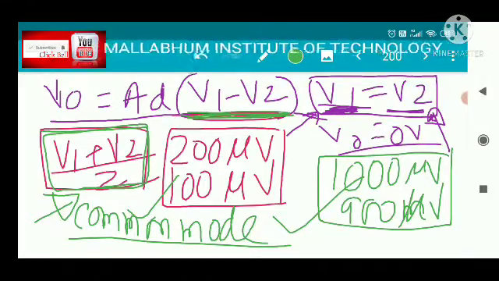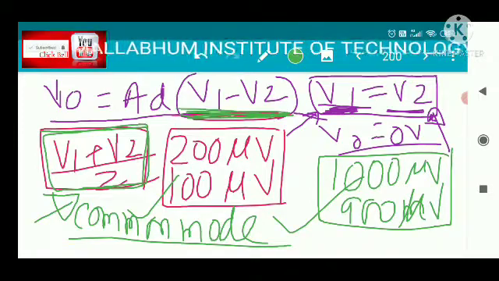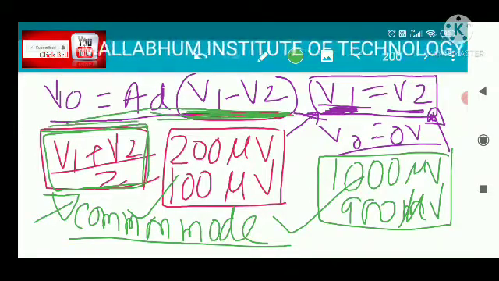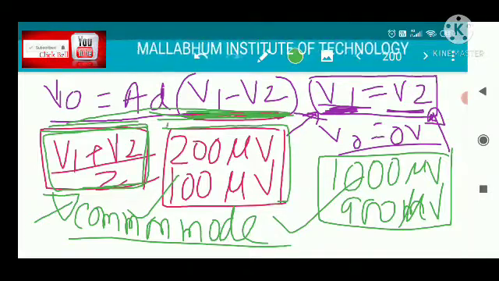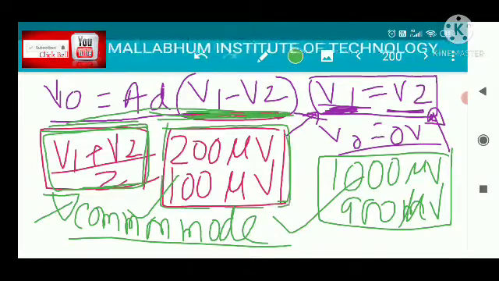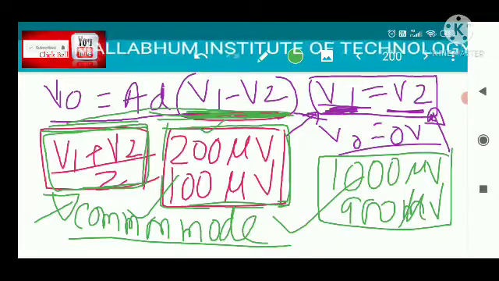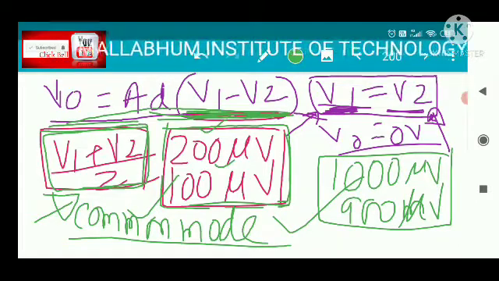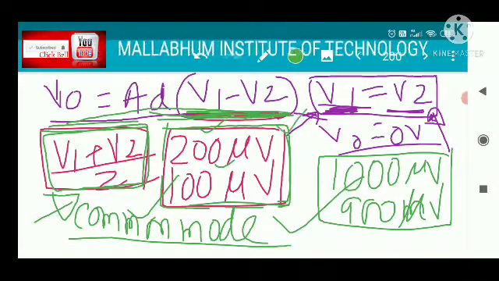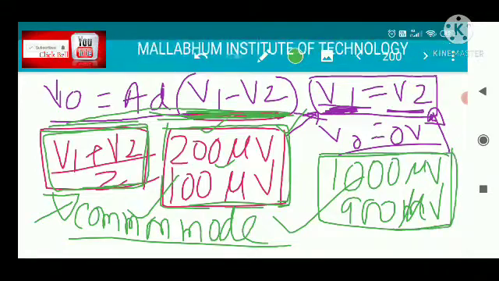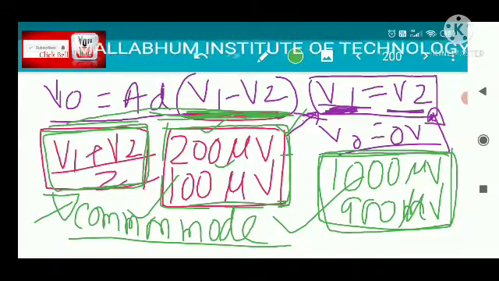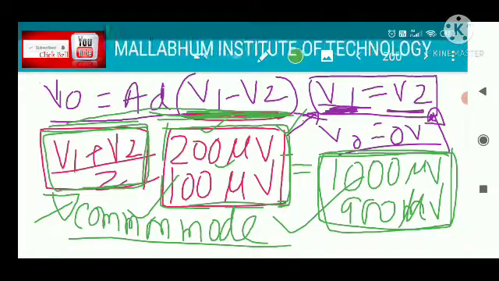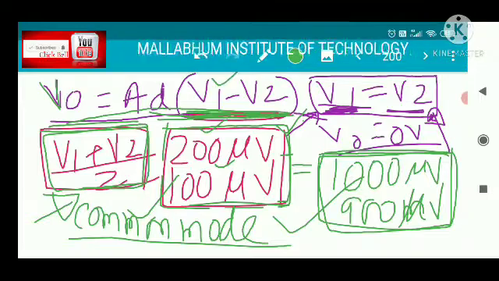So I hope you are clear with this concept. In the case of the ideal difference amplifier this is the expression, but for the practical difference amplifier this is not the actual expression, because when we did the experiment we saw that with inputs 200 and 100, though the difference is 100 microvolt, the output is different. In this example, if the difference is still 100 microvolt, the output should be the same, but actually it is not the same.